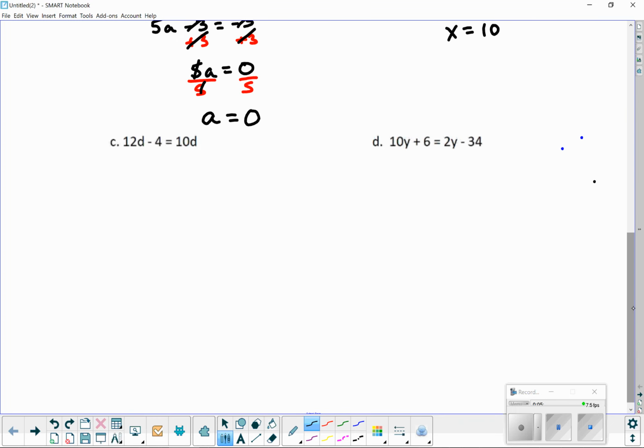On the bottom, letter C, like I mentioned earlier, I usually like to put my variables together. Because it's already separated, I like to keep my variables positive. But in this case, I'm going to make it negative, so I'm going to start with subtracting 12d, and this is usually what most of you guys would do also. That's going to cancel these. So you're going to be left with, don't forget your negative, 4 equals, and 10d minus 12d makes a minus 2d.